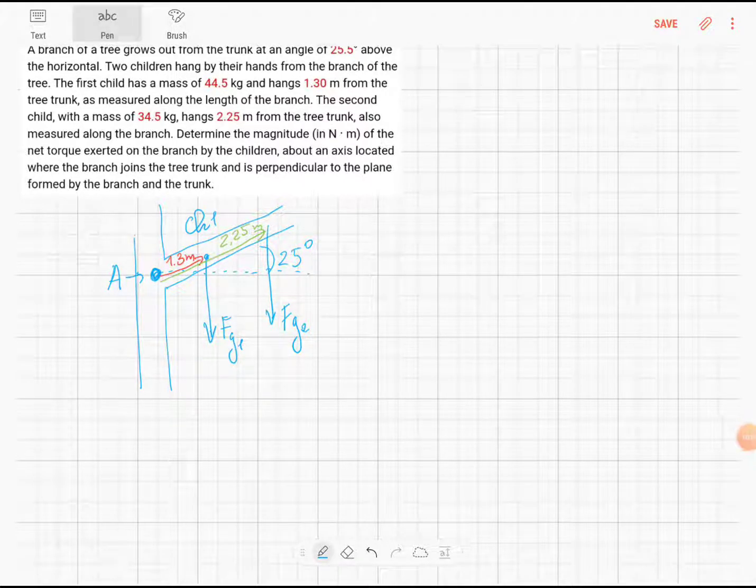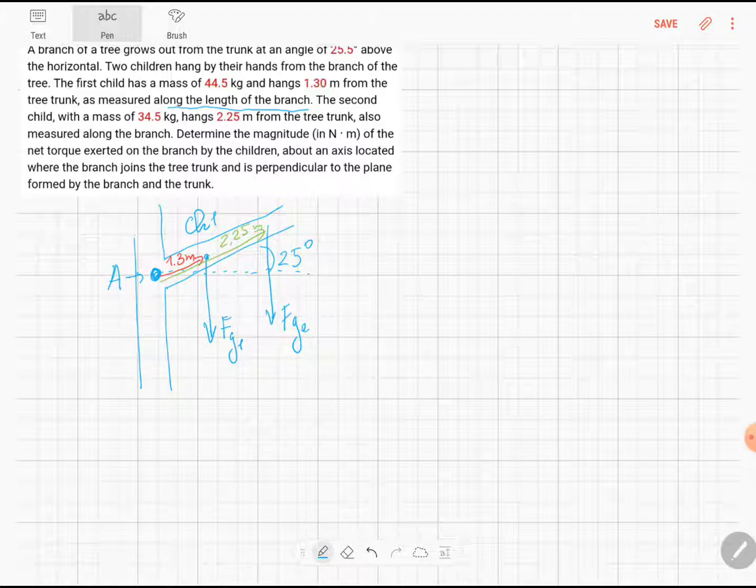Well, as far as I understand the problem, there are two children hanging on the branch of a tree. The first child is 1.3 meters away from the trunk, measured, as it is said, along the length of the branch. So along the length of the branch, this side.